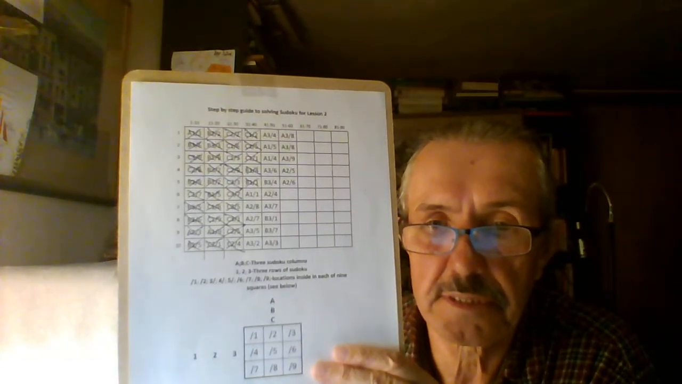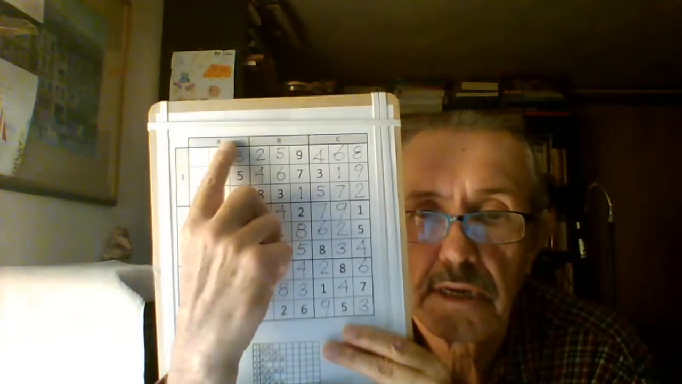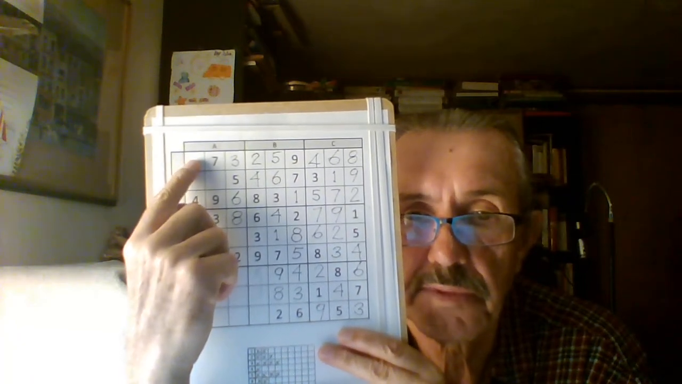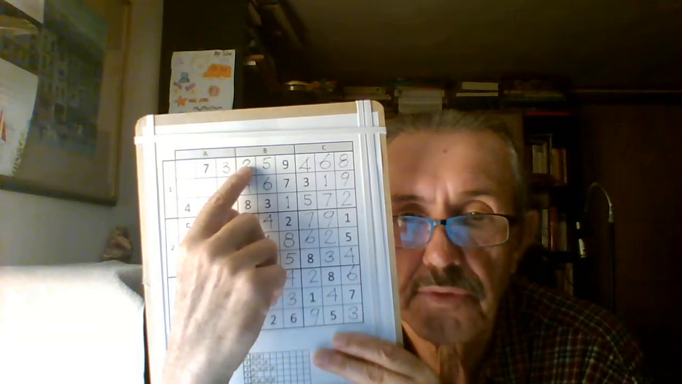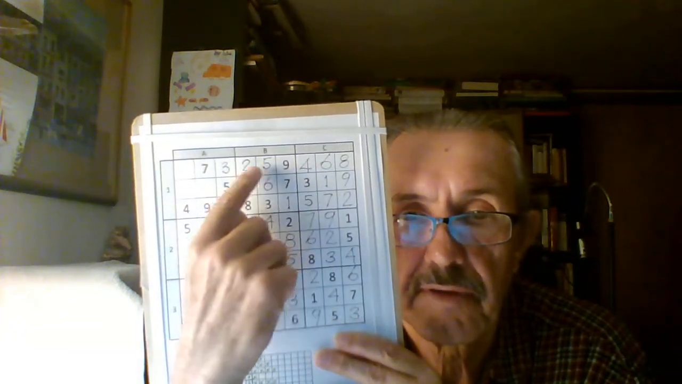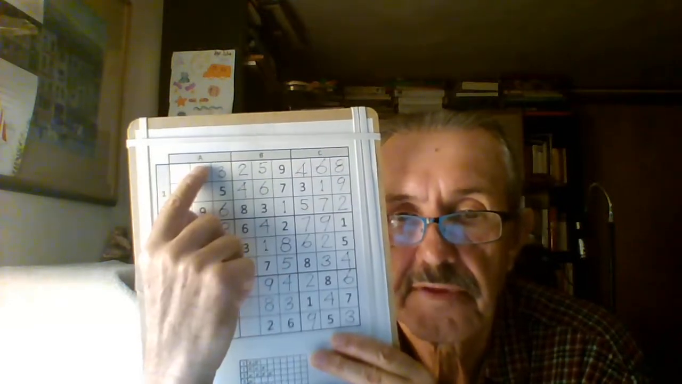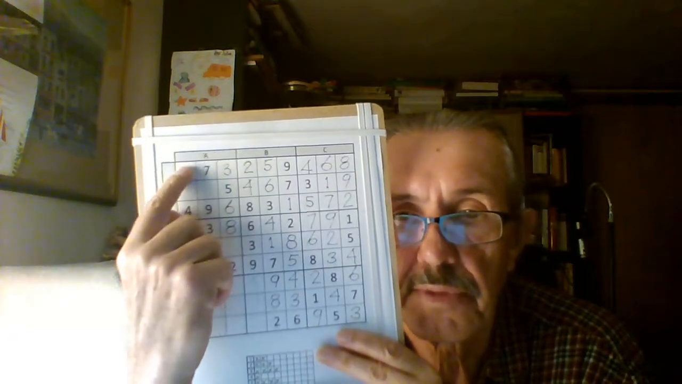Step is square A1 location 1. A1 square is over there and location 1 is over there. This will be for number 1. 1, 2, 3, 4, 5, 6, 7, 8, 9. This is for number 1.